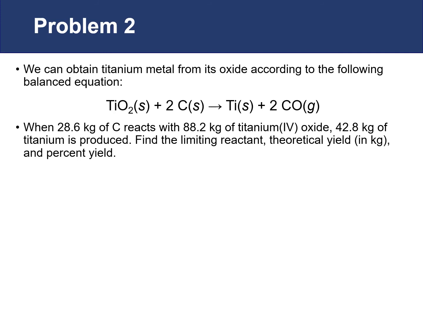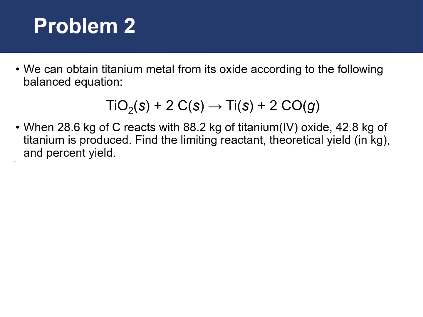So we have 2 different starting materials, so one of them is going to run out first. We just need to determine which one that is. So let's calculate the amount of titanium that each can produce, and then we can figure out our percent yield based on the amount of titanium that was actually produced.